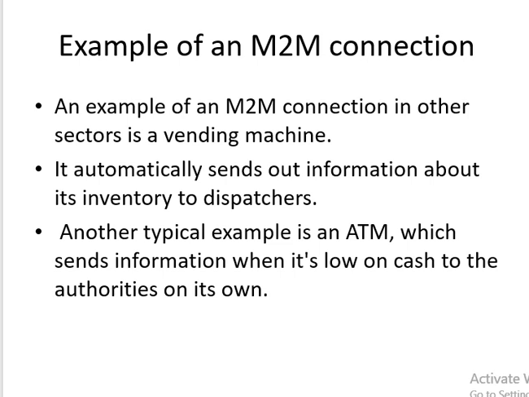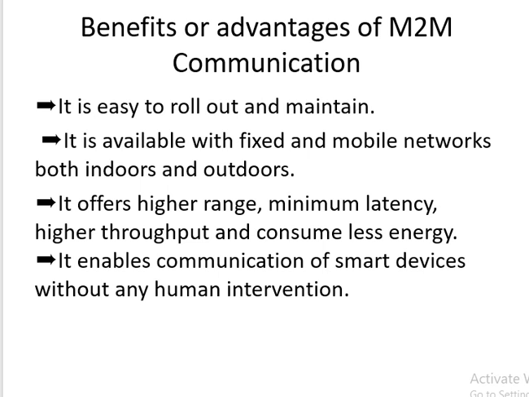M2M technology involves the automatic and streamlined sharing of information between two or more separate devices. Common examples include smart home meters, vehicle telemetry services, asset tracking, wearable technologies, and automated supply chain management. So now let us see about the benefits or advantages of machine to machine, which is M2M communication.